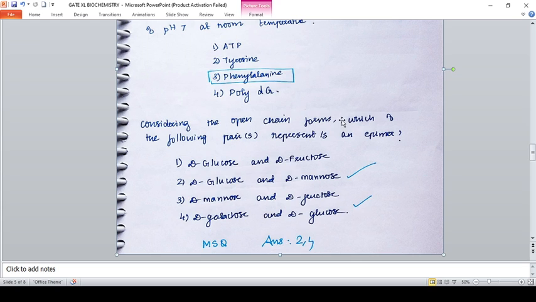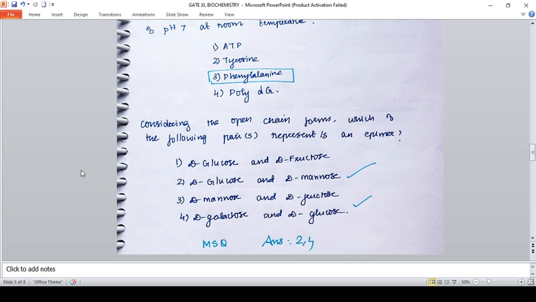Consider the following open chain forms. Which of the following pairs represents an epimer? I already placed a detailed video regarding epimers, and the answers are 2 and 4, that is D-glucose and D-mannose, which differ in the stereochemistry of carbon number 2. You all know epimer means it will have the same structure, and only at one particular stereocenter will they differ. Next, D-galactose and D-glucose differ in the stereochemistry at carbon 4.